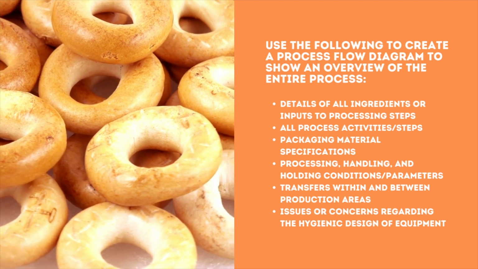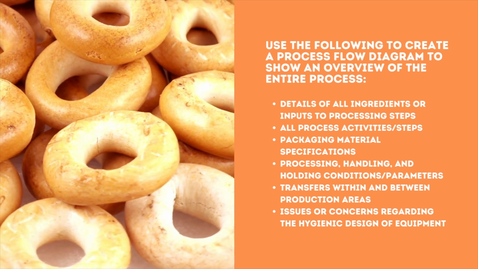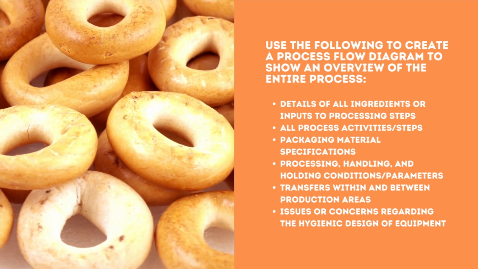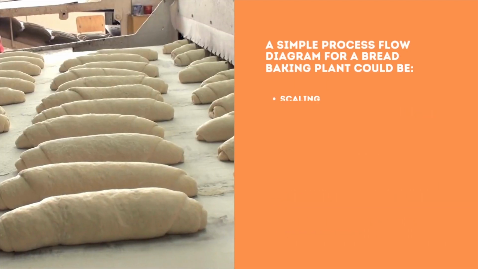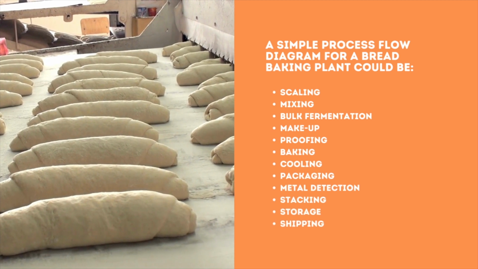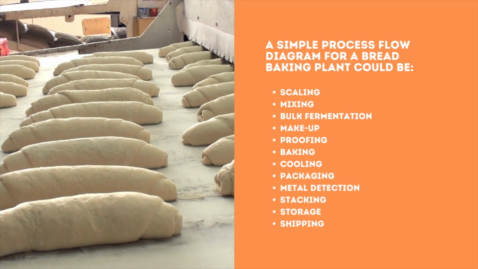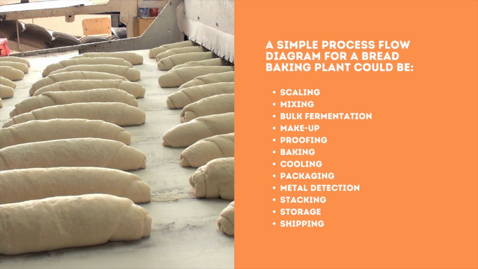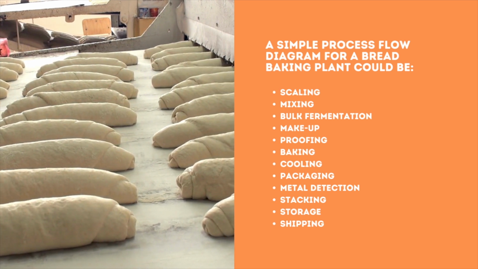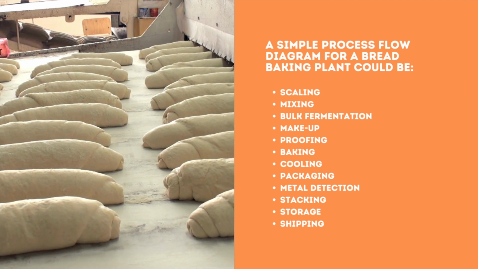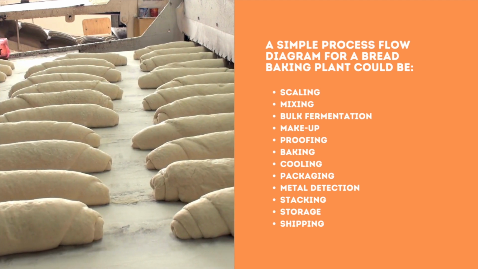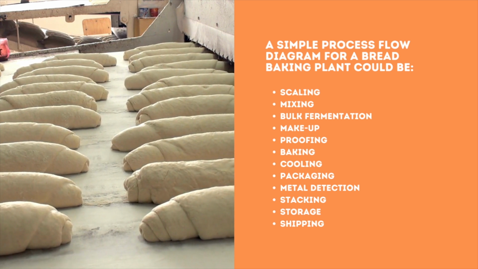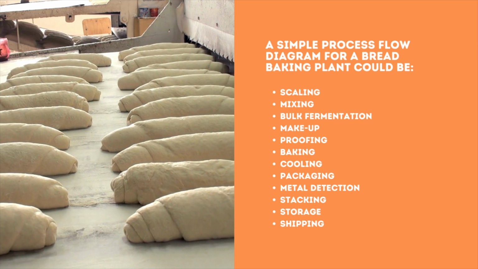Transfers within and between production areas, including product flow patterns. Issues or concerns regarding the hygienic design of equipment. A simple process flow diagram for a bread baking plant could be: scaling, mixing, bulk fermentation, makeup, proofing, baking, cooling, packaging, metal detection, stacking, storage, and shipping.